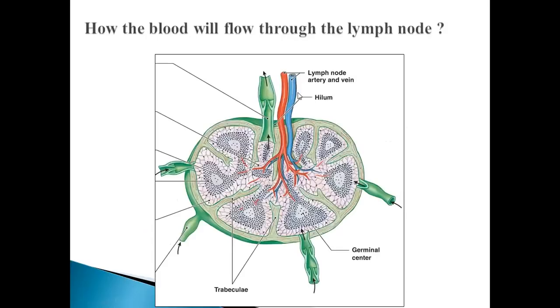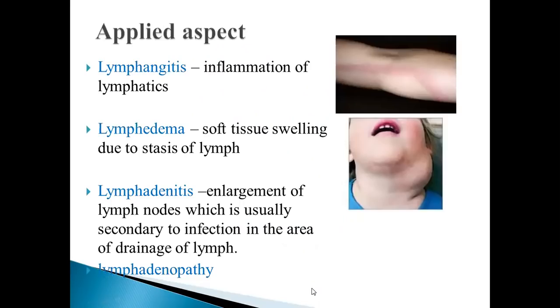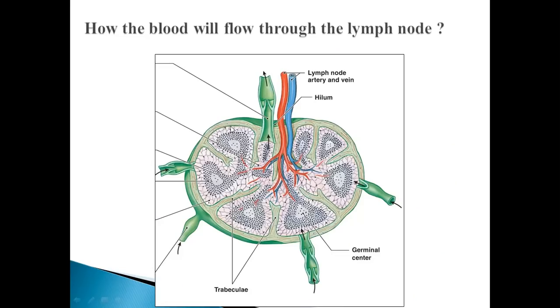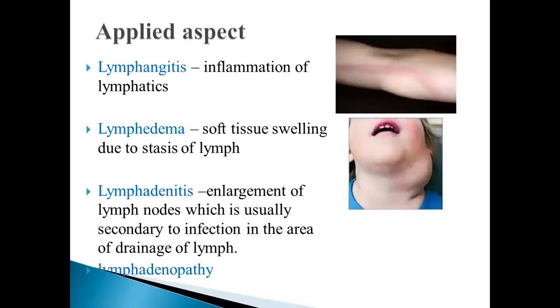The flow of blood is opposite. The blood will flow from the inner side, from the medullary side. Then the blood capillaries will branch and supply the lymphatic tissue and flow in the opposite way. So the flow of blood and the lymph is in the opposite direction. Lymph will come from the outer capsule and go out through the efferent vessel, and the blood will come through the medulla and supply the lymphatic tissue. So both of them run in opposite ways.